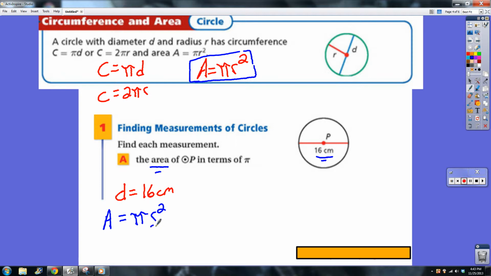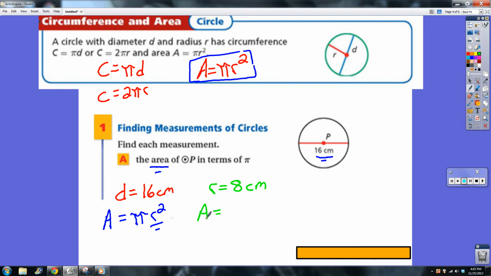We need the what to find the area? We need the radius. Do we have the radius? No, we have the diameter. Let's look up here at this picture. How are the diameter and the radius related? The diameter is twice the radius, or the radius is half the diameter. So the radius is equal to what? 8. What units are we using? 8 centimeters. So let's plug this into our formula here.